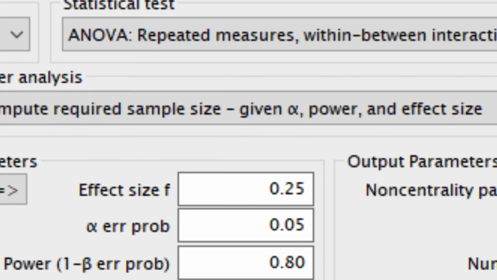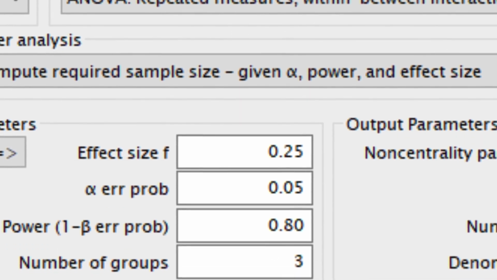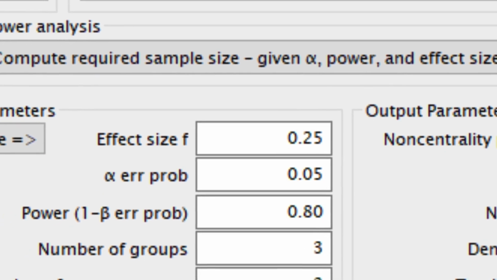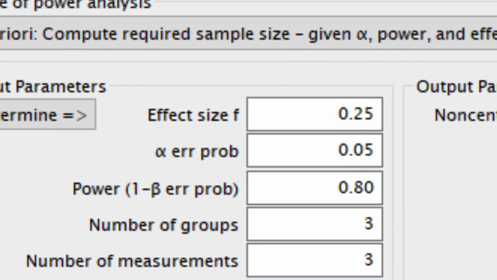Set the desired power, 1 minus beta, at 0.80, which indicates an 80% probability of detecting a true effect if it exists. Set the number of groups to 3. And set the number of repeated measurements to 3 time points.